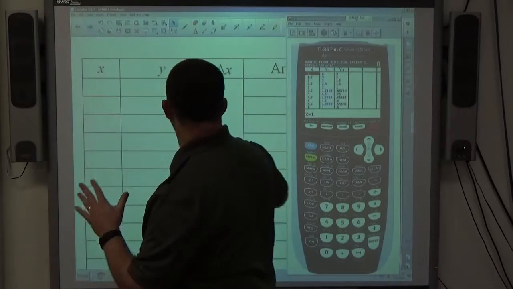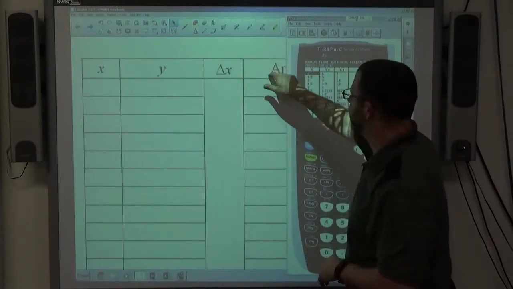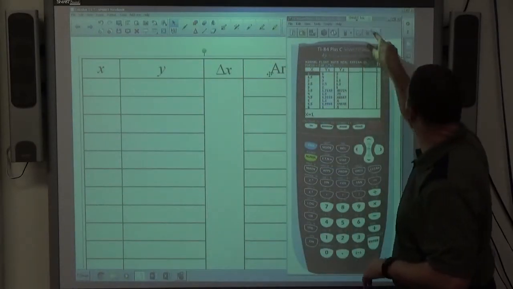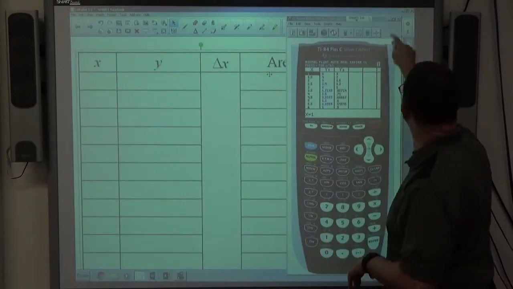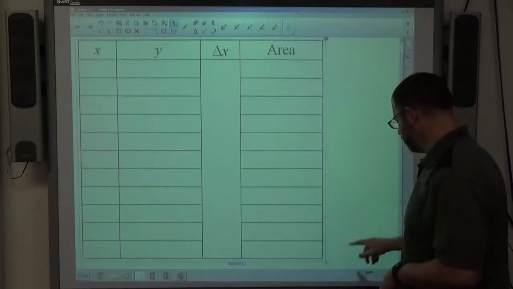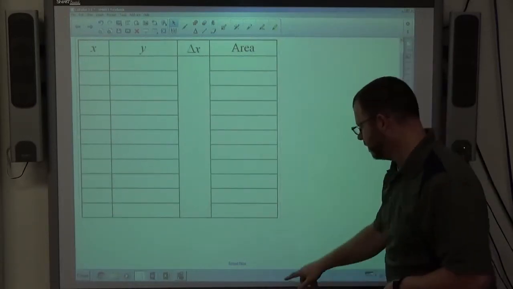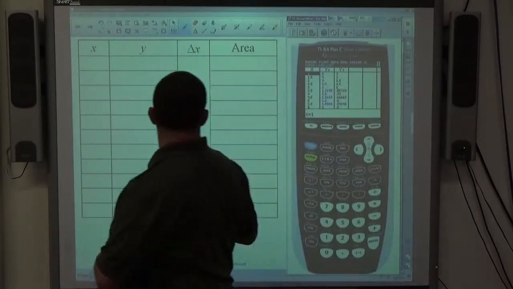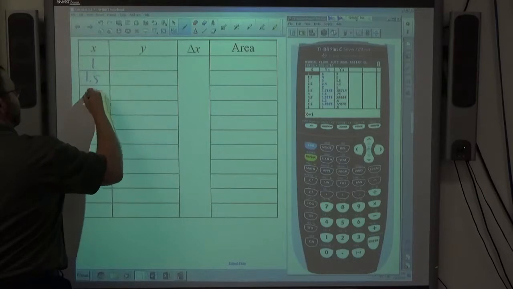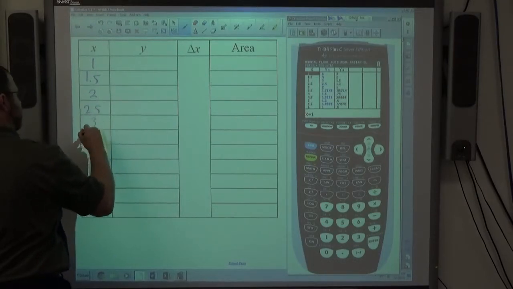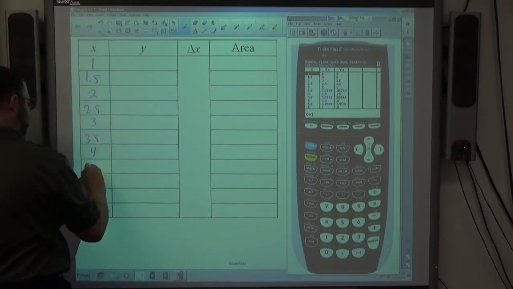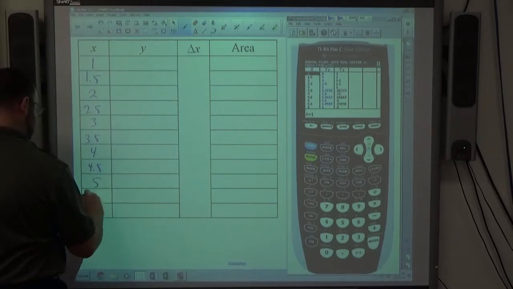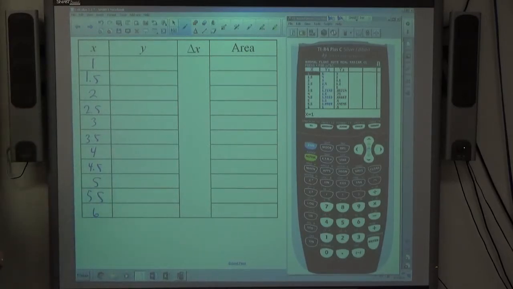All right, so I got my chart here, and now I'm going to fill it out. So again, next job is to actually record your data. Kind of nice if that fit better. Shrink that a little bit. There we go. Perfect. So what I would do here is I would write down 1, 1.5, 2, 2.5, 3, 3.5, 4, 4.5, 5, 5.5, and 6.